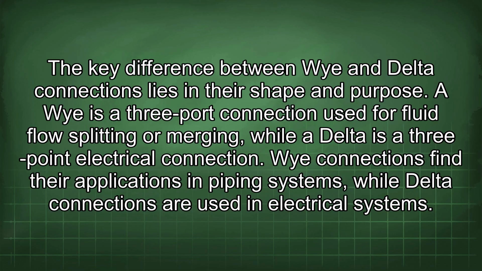The key difference between Y and delta connections lies in their shape and purpose. A Y is a three-port connection used for fluid flow splitting or merging, while a delta is a three-point electrical connection. Y connections find their applications in piping systems, while delta connections are used in electrical systems.